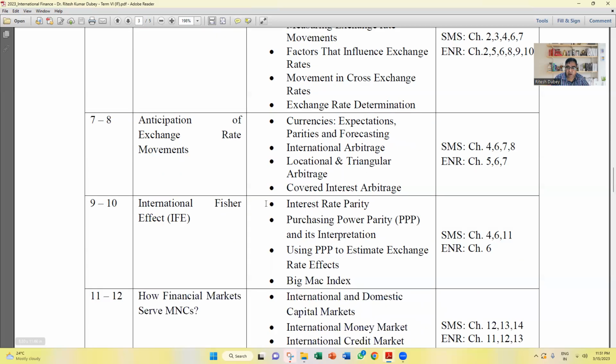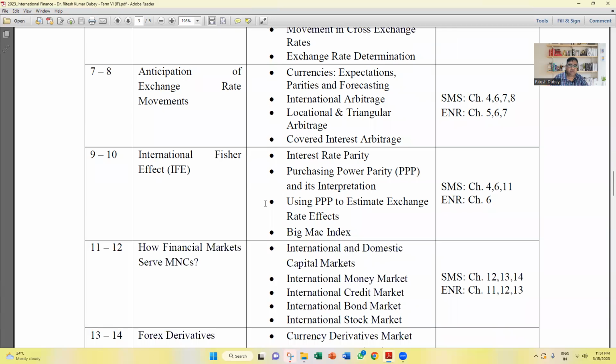We have heard about purchasing power parity or interest rate parity, right? So we will look at the application of these and how that helps us in determining what kind of effect it will have on our business operations as well. What kind of strategy should we take up if purchasing power parity or interest rate parity holds?